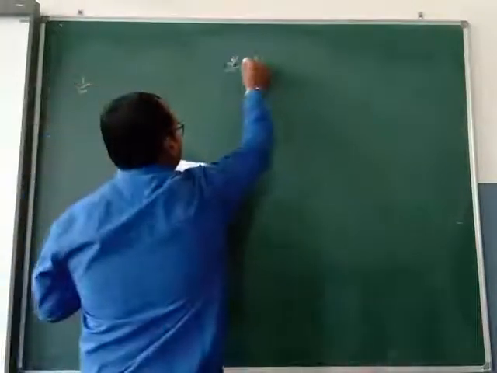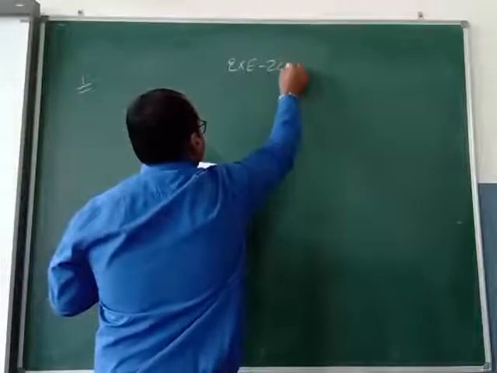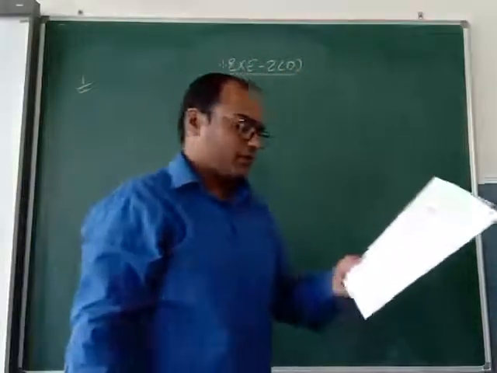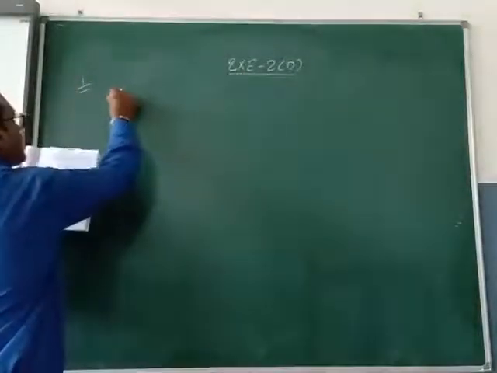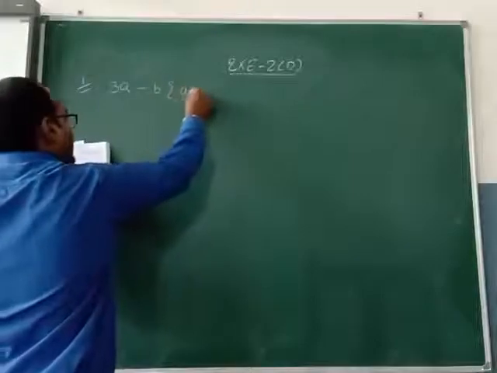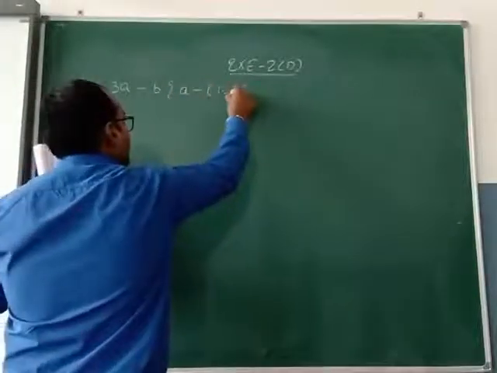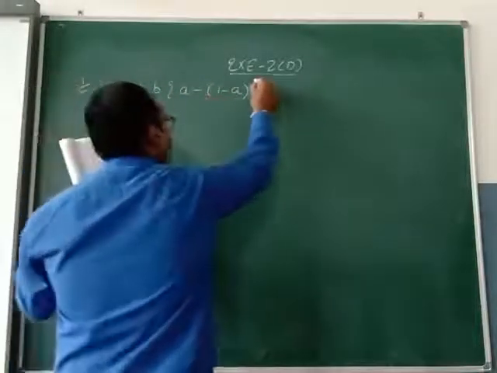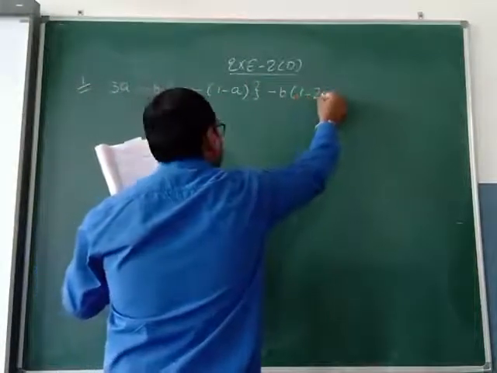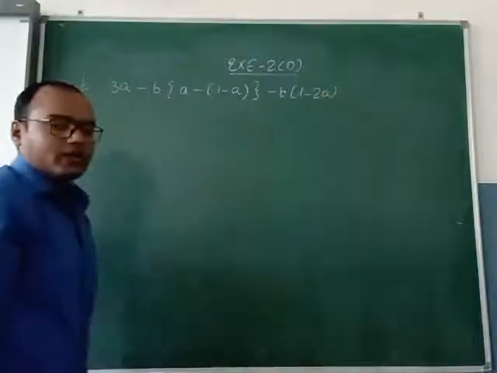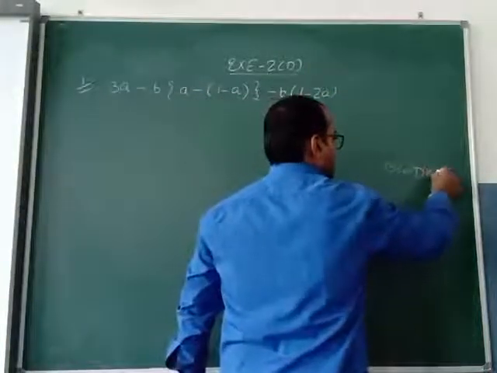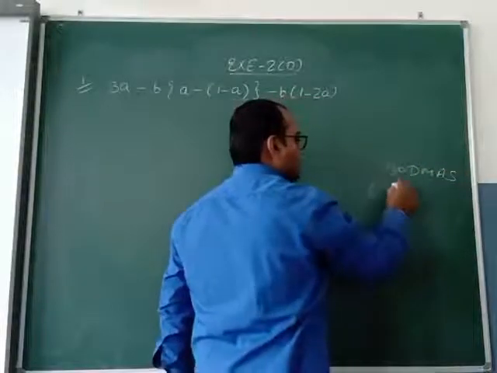Exercise 2D, first question: 3a minus b { a minus (1 minus a) } { minus b (1 minus 2a) }. So this is the question and we have to use BODMAS. First of all we will solve the small bracket.